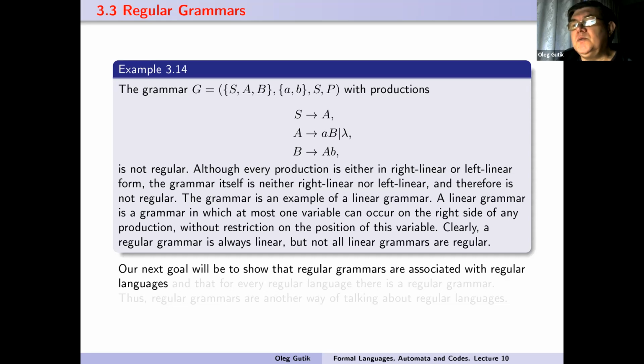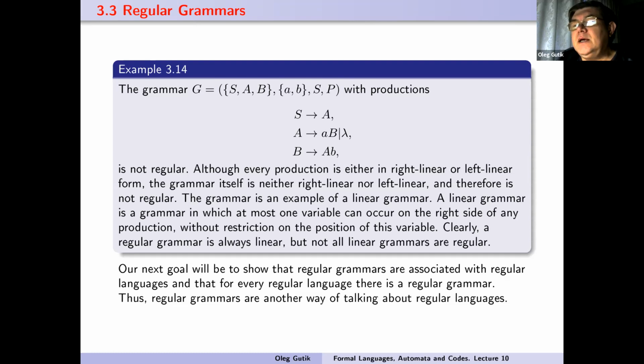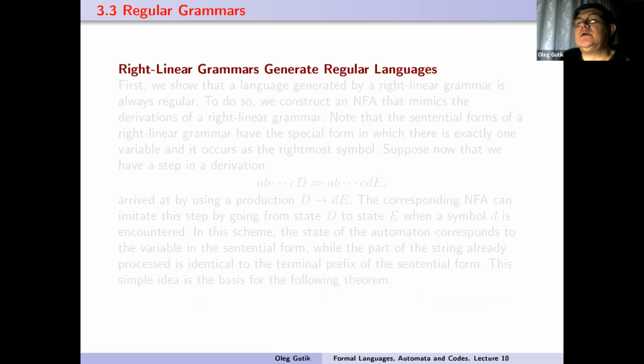Our next goal will be to show that regular grammars are associated with regular languages, and that for every regular language, there is a regular grammar. Thus, regular grammars are another way of talking about regular languages. So, right linear grammars generate regular languages.